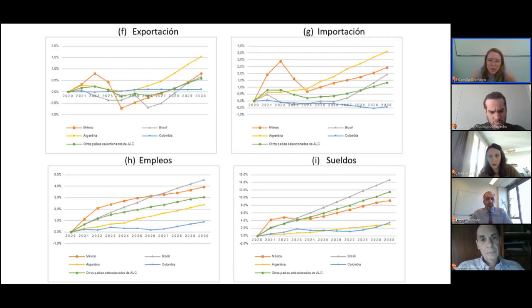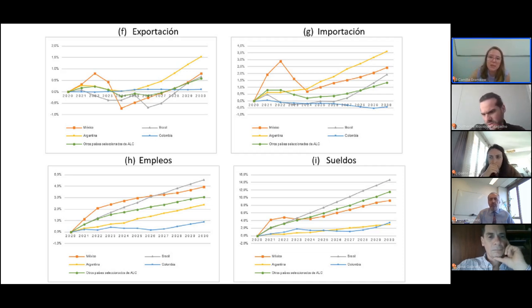Here you can see some further economic results, exports, imports. I wanted to highlight the impact on employment, which is the bottom left graph. So the increase in GDP helps close the social gap in the sense that more employment is created. And most importantly, we can see in the bottom right graph the impact on wages. So the fact that the increase in wages is greater than the increase in employment means that the new employment is better paid.